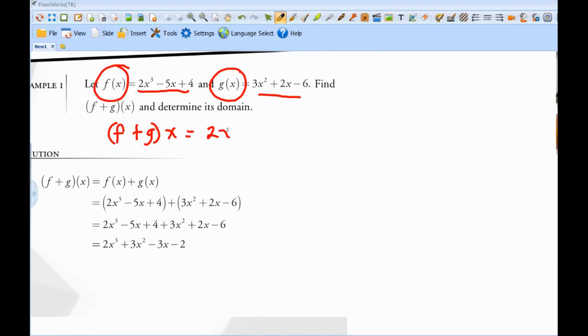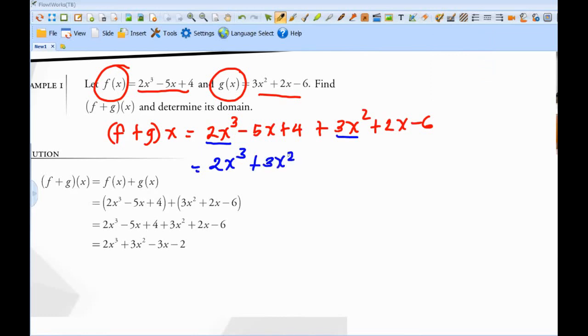So you have 2x cubed minus 5x plus 4 plus 3x squared plus 2x minus 6. Just combine like terms. We don't have like terms with the first one, so we copy 2x cubed and then plus 3x squared. Then we combine negative 5x and 2x, which is negative 3x. And then 4 and minus 6 will be negative 2. So that's it. You just add accordingly the same terms.